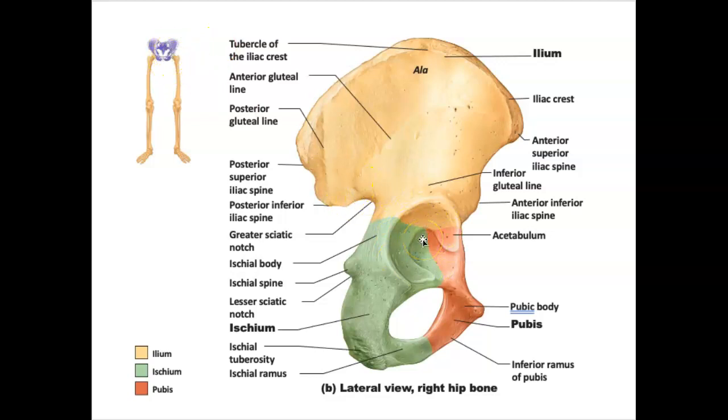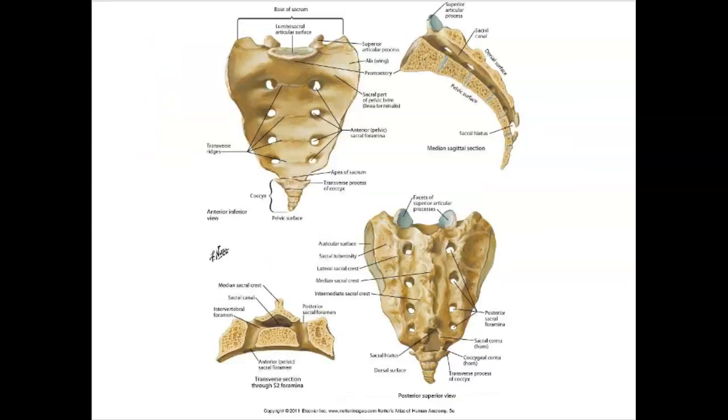You can see here, it's interesting that the acetabulum is actually made up of all three coxal bones. It's got the ilium on the top portion here, the ischium on the posterior and inferior portion, and the pubic bone on the anterior and inferior portions. So the acetabulum is what the femur articulates with.